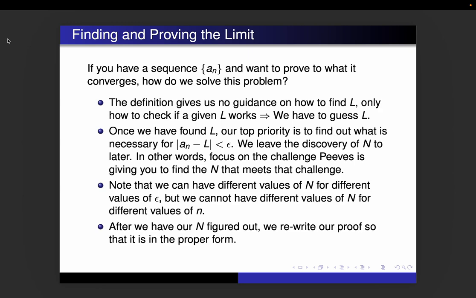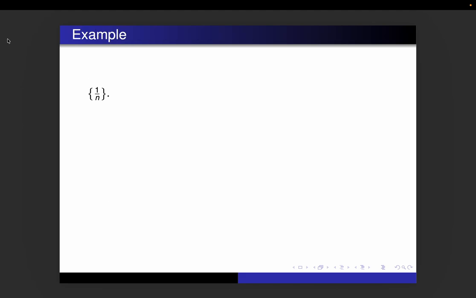And then finally, after we have our N figured out, which is usually done in a very non-linear way, we need to rewrite our proof so that it logically goes in a linear fashion. Make sure it's in the proper form. All right, so remember our old pal 1 over n.